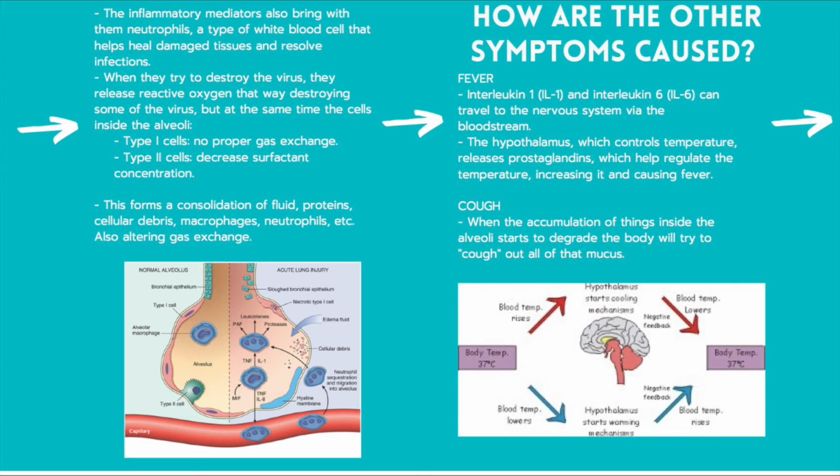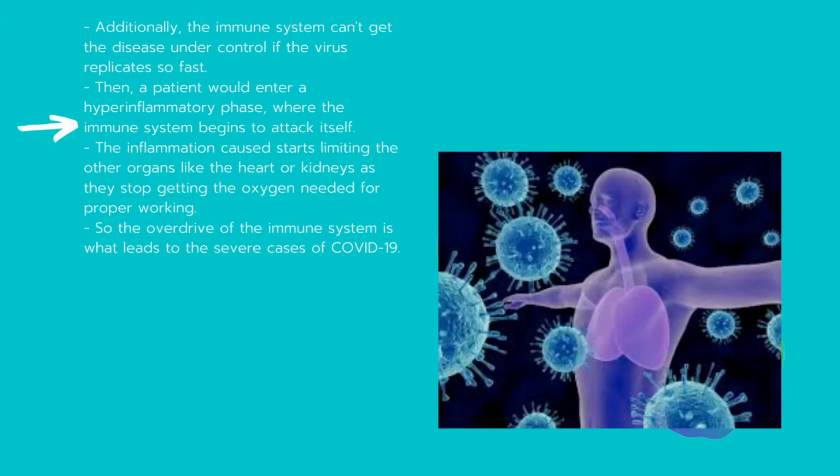So, how are the other symptoms caused? Fever is caused as interleukin-1 and interleukin-6 can travel to the nervous system via the bloodstream. Then, the hypothalamus, which controls temperature, releases prostaglandins, which help regulate the temperature, increasing it and causing fever. Then, cough is caused when the accumulation of things inside the alveoli starts to degrade the body and it will try to cough out all of that mucus.